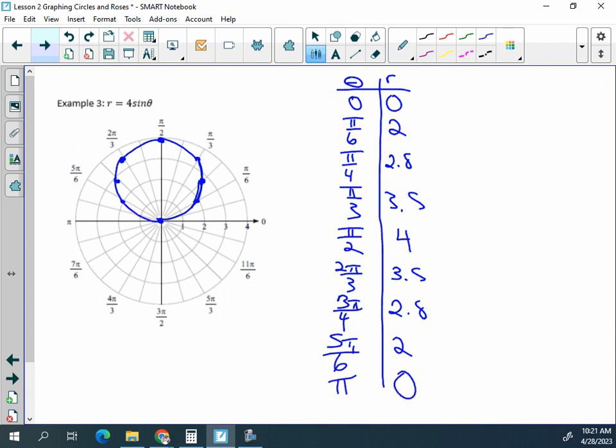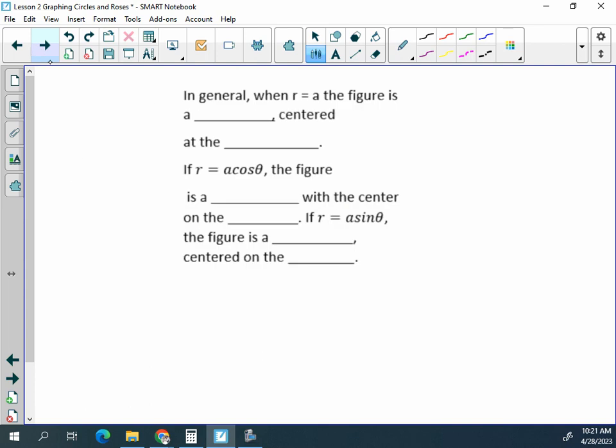So let's generalize what we just did. So in general, when r equals just some number a, the figure is a circle centered at the origin. And whatever your r value is, if r equals 2, that's your radius. All right. If r equals a cosine of theta, the figure is, again, a circle with the center on the x-axis. So we'll take a look at that real quick.